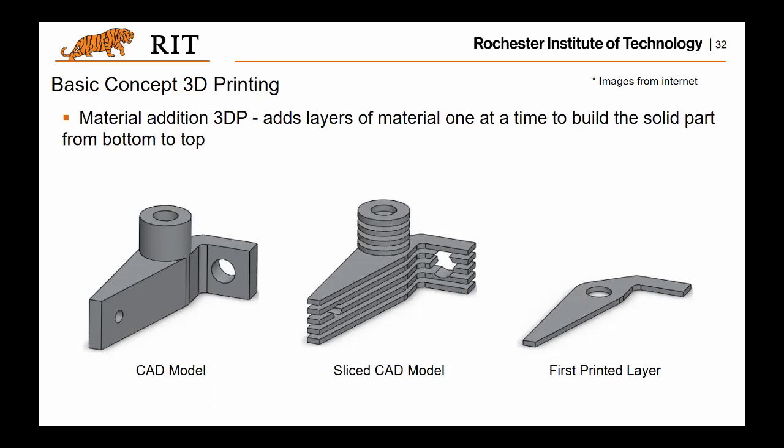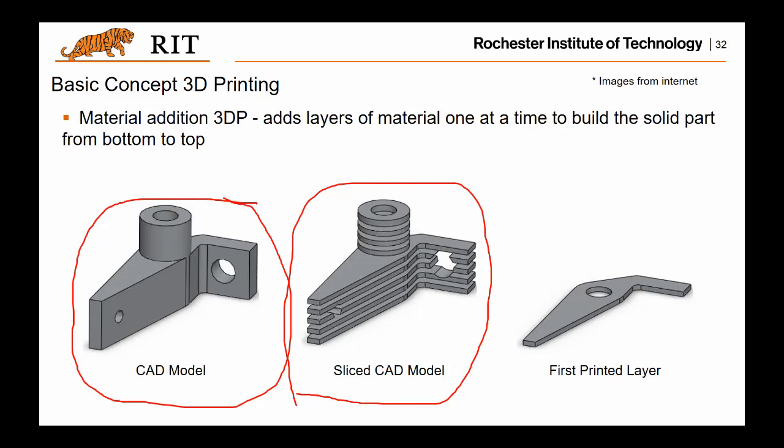As you can see here, starting from the CAD model, the first step will be to generate the slices, right? Basically, the CAD model, the 3D object, will be sliced into layers. And with these layers, additive manufacturing will start its production by printing these layers one after another, right? That's the basic concept of additive, right?